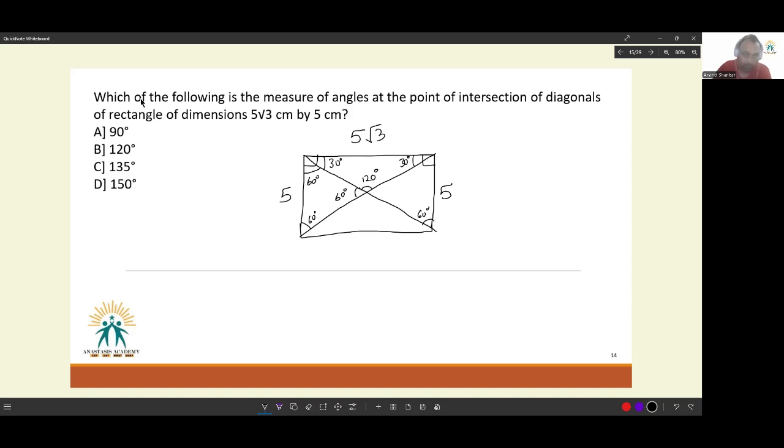So now, when we are asking which of the following is the measure of angles at the point of intersection of diagonals of a rectangle of dimension 5 root 3 by 5 centimeter, both these answers are acceptable. But the question is asking which of the following. So then we will mark option B. Because of the following, 120 is an acceptable answer. If they had asked what is the measure of the angle at the point of intersection of diagonals of a rectangle, then the answer would be cannot be determined. But which of the following? 60 is also acceptable, 120 is also acceptable, 120 is present in the options. That will be the right answer.